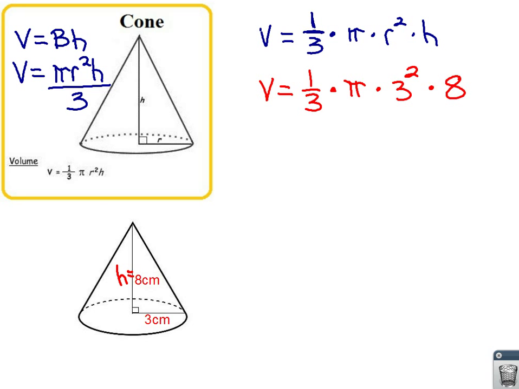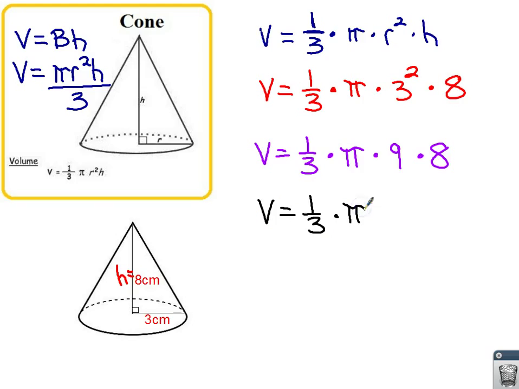All right, let's continue on the computation here. V is equal to 1/3. We're going to keep our answer in terms of pi, like we have been. So keep pi in the answer. 3 squared is 9 times 8. Okay, next step. V is equal to 1/3 pi, and then 9 times 8 is 72. All right, I like showing all of our work here.